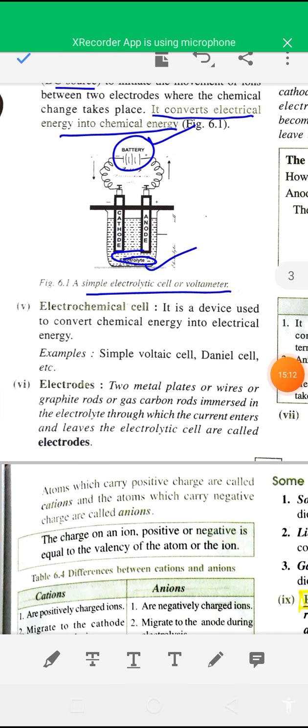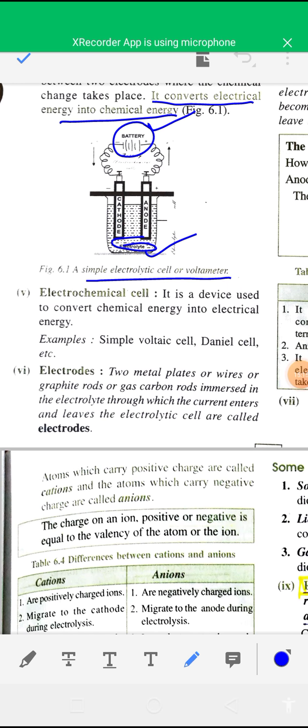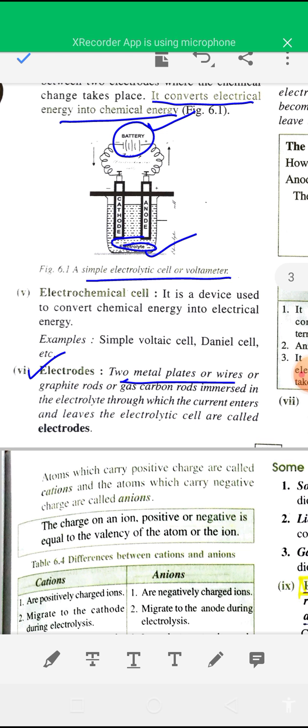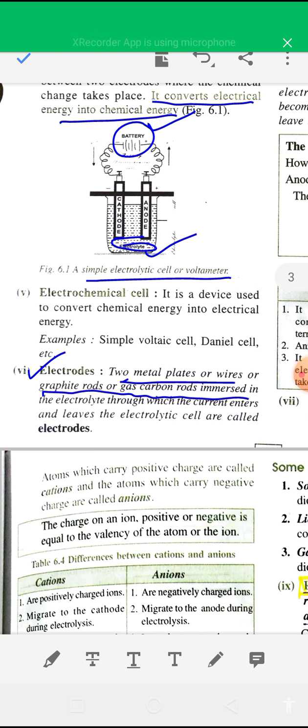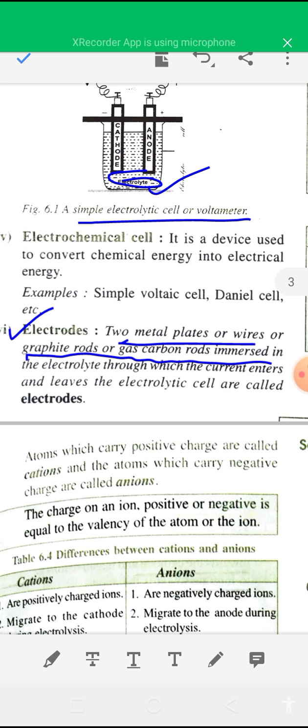Electrodes are generally metal plates or metal wire, or sometimes non-metals like graphite rod or gas carbon, and these are good conductors of electricity, you know that. That's why some non-metals like graphite and gas carbon rods are also used as electrodes. Electrodes are generally conductors of electricity.